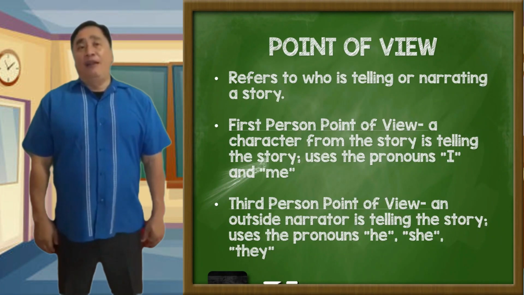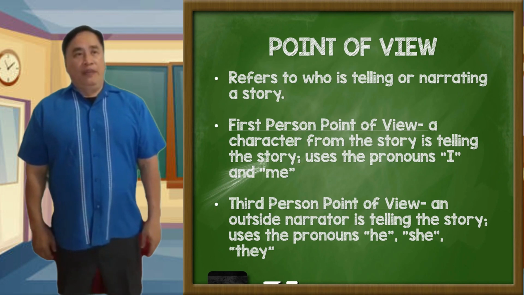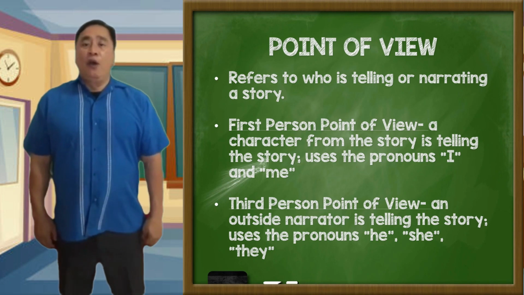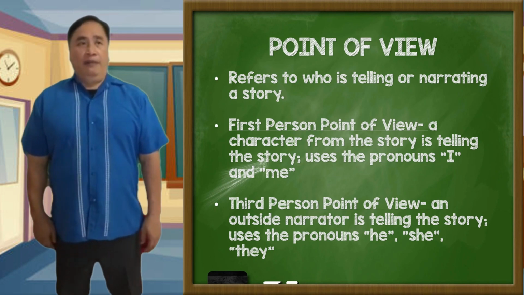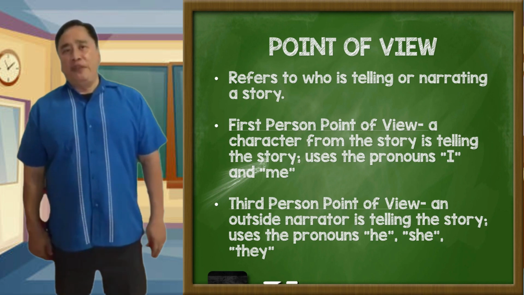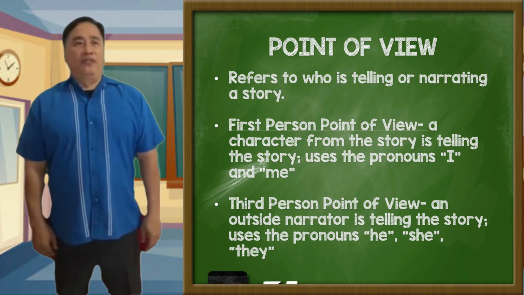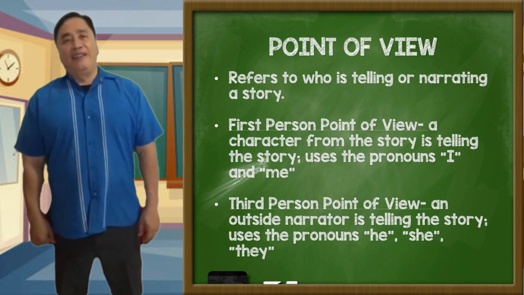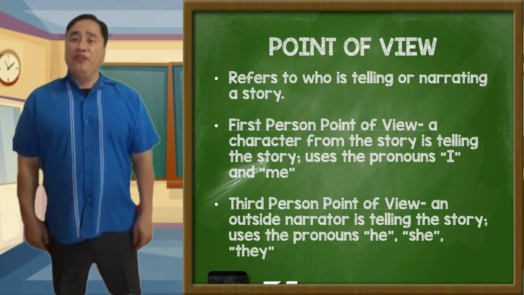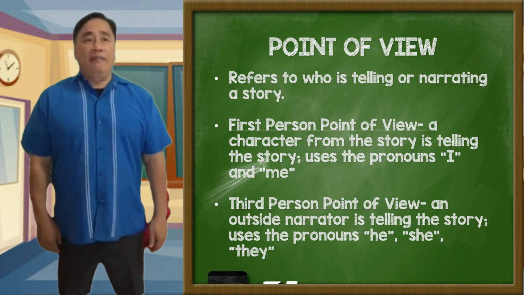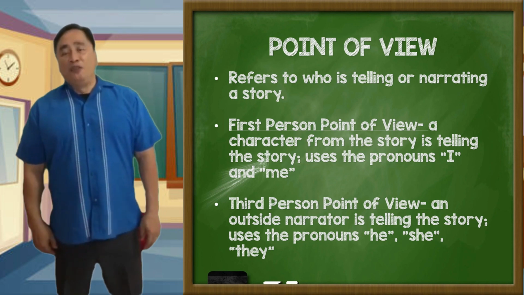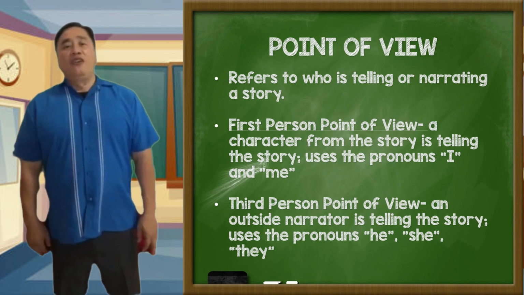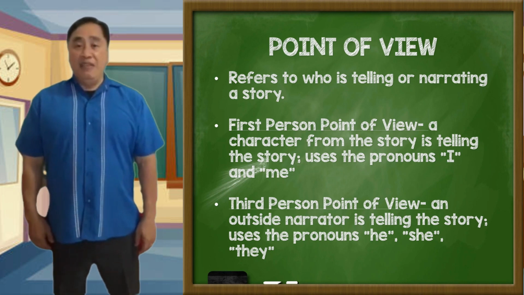So now we are on the point of view. This refers to who is telling or narrating a story. We have the first person point of view. It is a character from the story telling the story. It uses the pronouns I and me. In the third person point of view, an outside narrator is telling the story. It uses the pronouns he, she, and they.